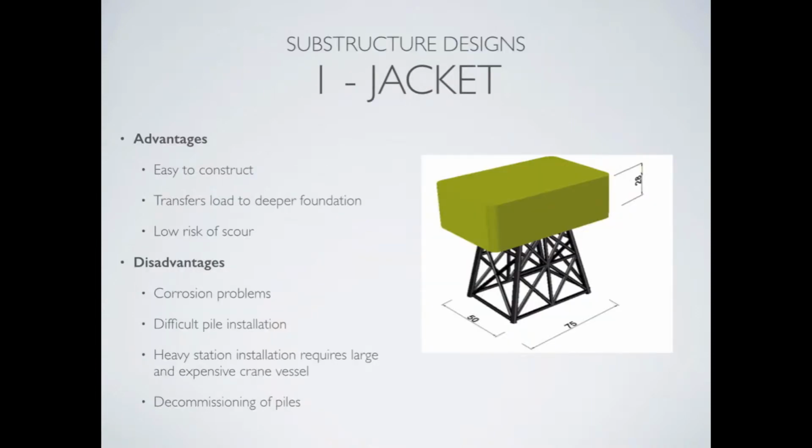The first design is a jacket, which is a steel truss structure. The jacket is constructed onshore and shipped to the desired location. Once the structure is in position, the piled foundations are installed. Finally, the topside structure is lifted into place. The disadvantages of the jacket structure are mainly related to difficulties in the pile installation and corrosion.